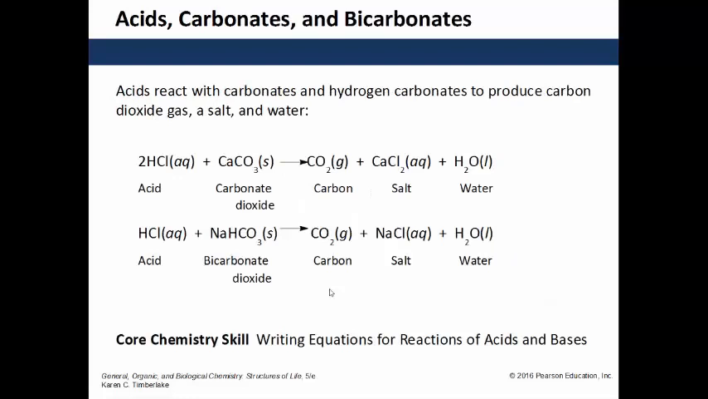When you have acids reacting with carbonates and hydrogen carbonates, this will produce carbon dioxide gas and water and also a salt. So hydrochloric acid here reacting with carbonate will give you carbon dioxide gas plus the salt, calcium chloride, and also liquid water. The acid hydrochloric acid reacting with bicarbonate will give you carbon dioxide gas, the salt of sodium chloride, and then water.